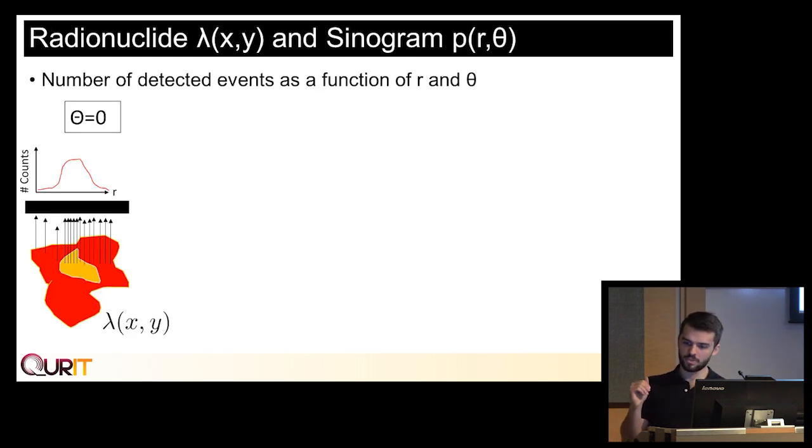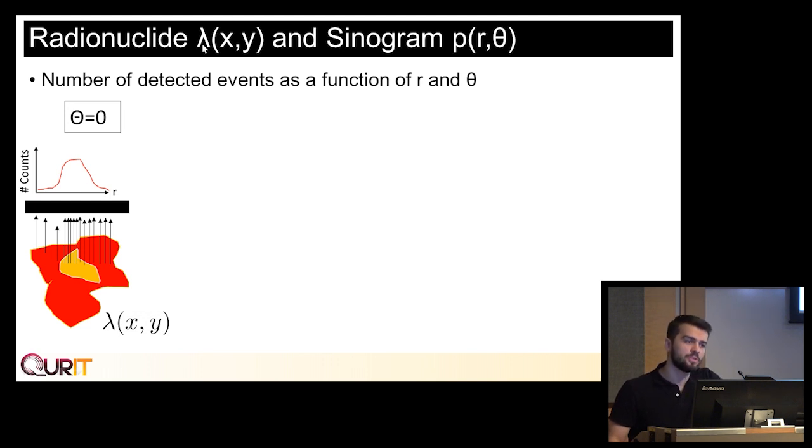Before I get into the mathematics of my simulation, I want to go over a few things. I'm going to define lambda of x,y. This is the radionuclide concentration in 2 dimensions. Everything here is in 2 dimensions. Don't worry about a 3D body. It's a very simple simulation.